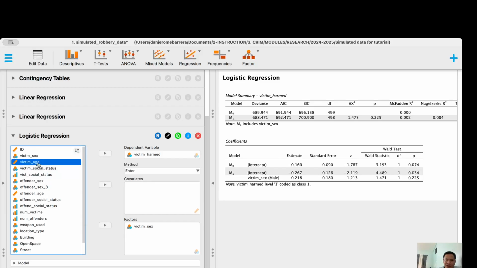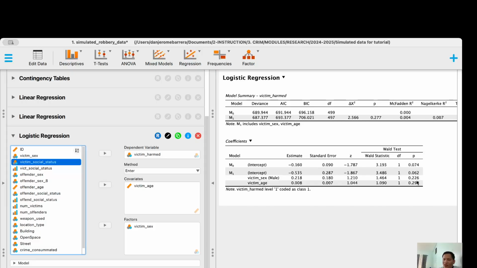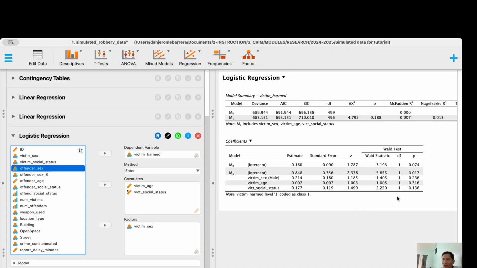Now let's go to victim's age. Place it in covariates. Is age associated with victim harm? The answer is no, because the p-value is 0.297. How about victim's social status? Place it here, covariates. The p-value is also high, about 0.136. So there's no association between social status and crime lethality.